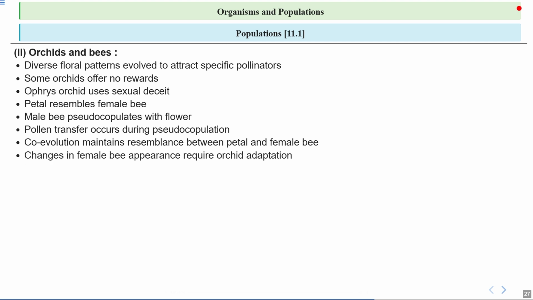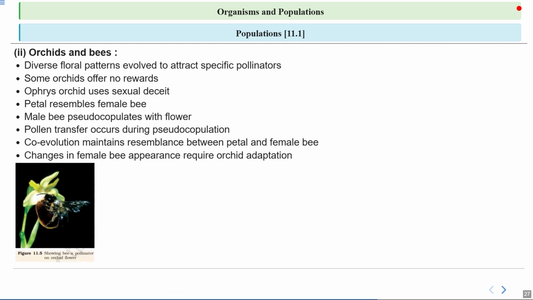Now, if there is a change in the female bee's appearance, then what will happen? The male won't come for the copulation, and there will be no pollination. Clear? So the orchid must also adapt its appearance to keep attracting the male bee. So both have to adapt. Both are adapting. Co-evolution is occurring here.